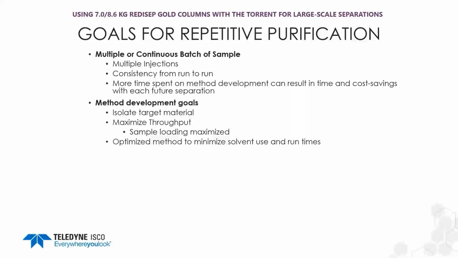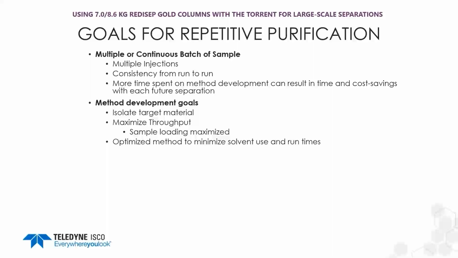So, once again, what are our method development goals? Isolate the target material and then maximize throughput. So we want to load as much compound as possible per injection, because we're doing a process over multiple injections, and each injection takes time, and you do that multiple times, it's going to add up. So any savings we can gain initially are going to be compounded later.